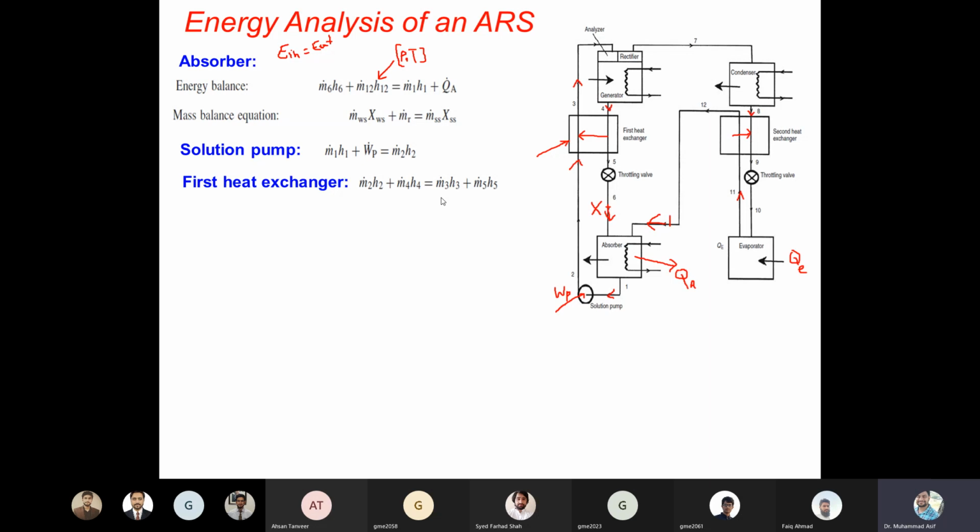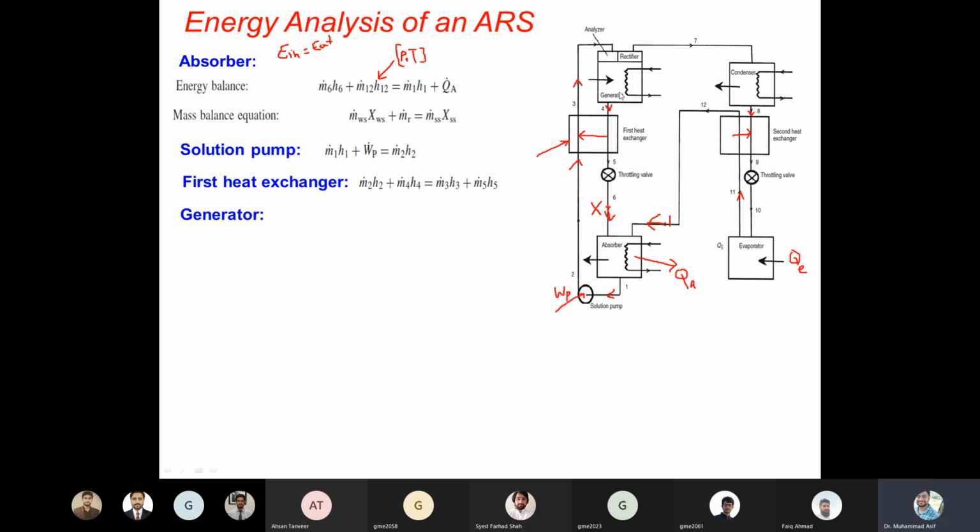So from this equation, you can calculate any of the unknowns. Basically, in mathematics, the number of equations should be equal to the number of unknowns. So in order to have a comprehensive analysis, the more equations there are, the easier it is to calculate the unknown values. Similarly, we can have the energy balance for the generator.